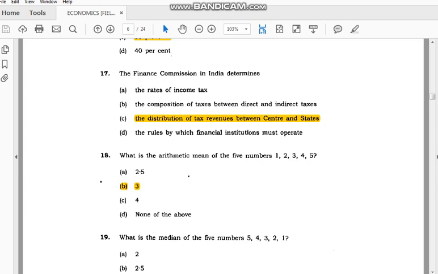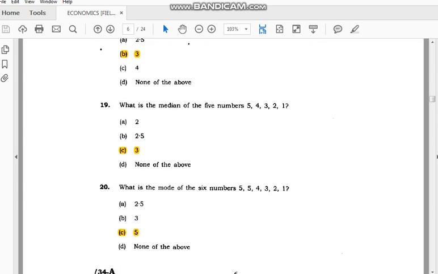Next is, what is the arithmetic mean of the 5 numbers 1, 2, 3, 4, 5? It's very simple: summation x by n. Just by using the formula, we can get the answer. Then what is the median of the 5 numbers 5, 4, 3, 2, 1? For calculating the median, first we have to arrange either in ascending or descending order. Then we use the formula (n plus 1) by 2, because we have 5 observations. So the answer will be 3. That means the third item would be 3 here.